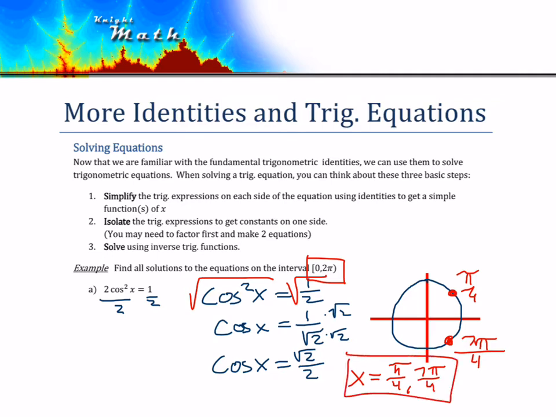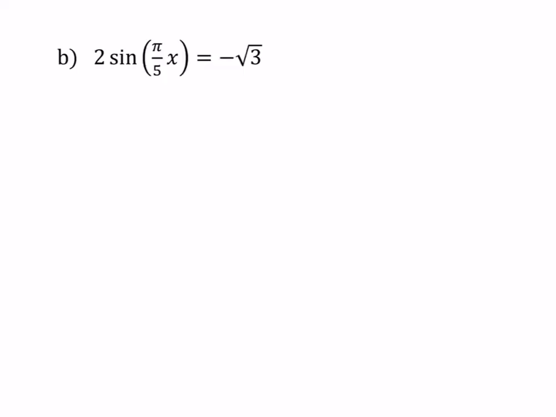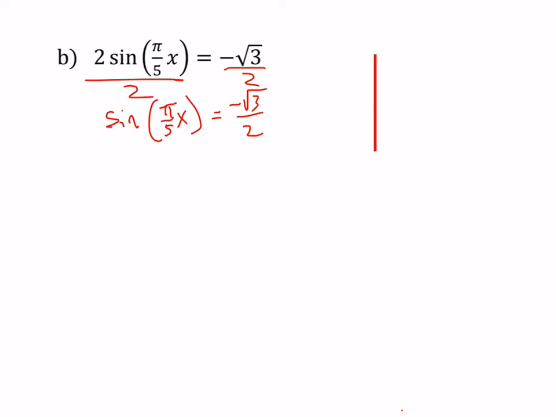There you have it. Let's try some more. All right, here we want to get that sine all by itself, so let's divide by 2. And we have sine of pi over 5 x equals negative root 3 over 2. Okay, and now we need to find that negative root 3 over 2. We should recognize that. That should make us think of our 30, 60, 90 reference triangle. And so negative, sine is the y value. Actually, let me write another step here before we go too far.